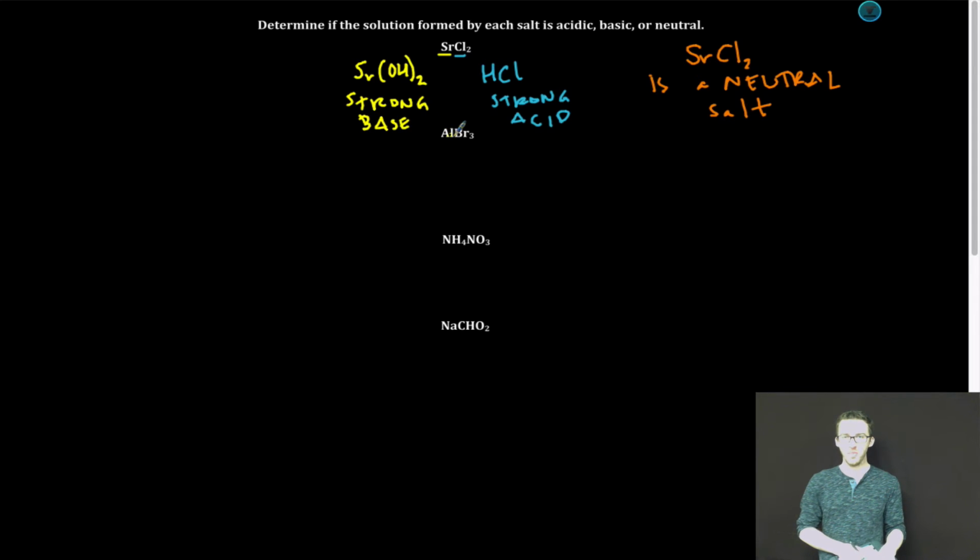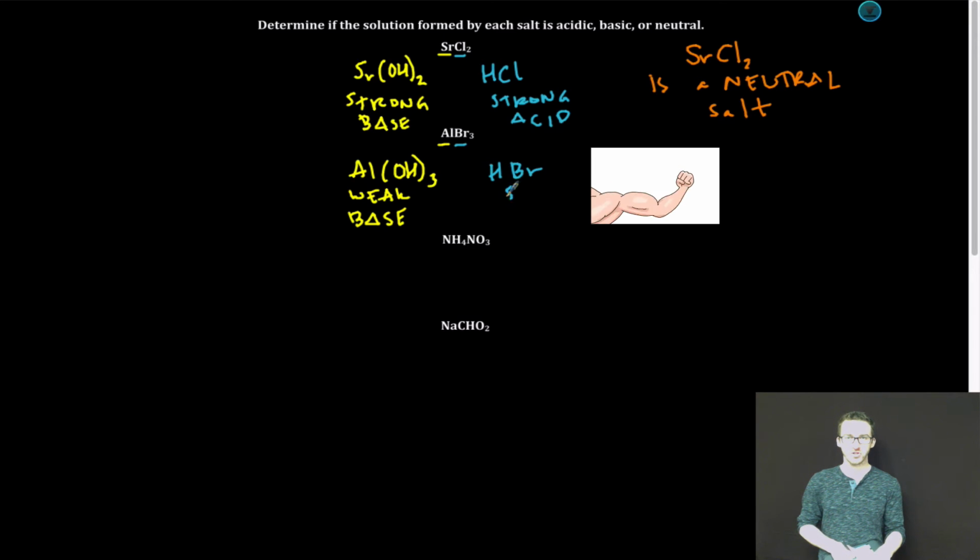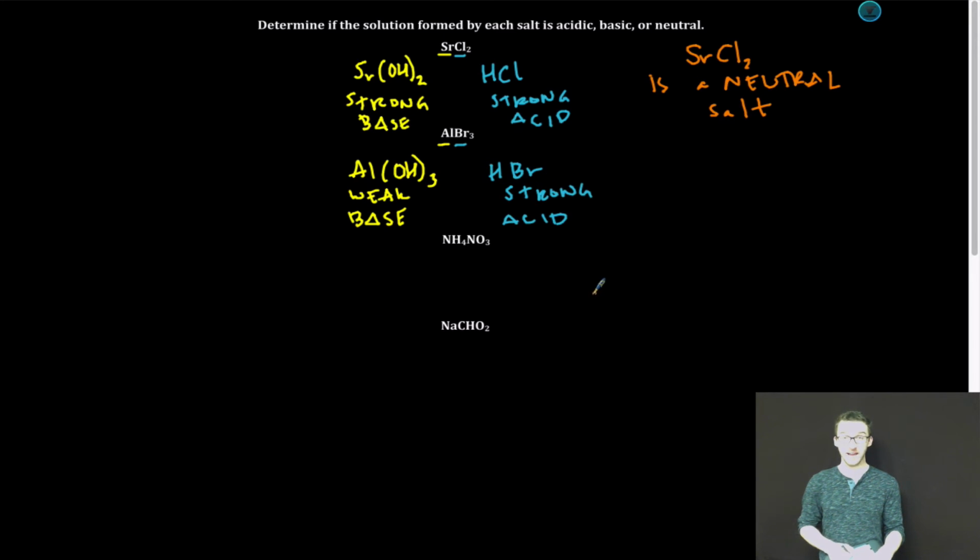Next, aluminum bromide. Our cation is going to come from our base, in this case aluminum hydroxide. That's going to be considered a weak base, not one of those group 1 or group 2 metal hydroxides. The bromine's going to come from our acid, which gives us HBr. That is a strong acid. So in this case, we've got a strong acid, weak base. Remember, strong always wins. AlBr3 is an acidic salt.